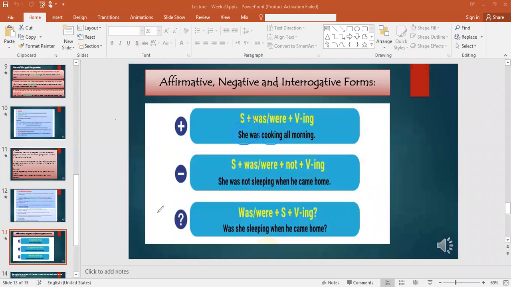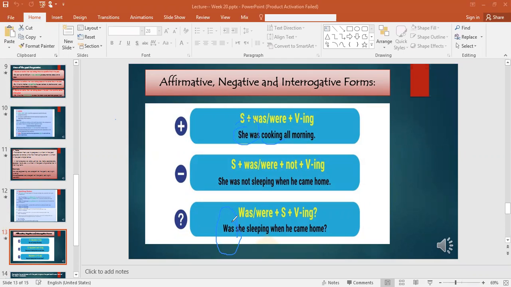Okay, let's look at the question form. What did we start our question with? Was. So we start our question with the helping verb. So we switch here. Was she cooking all morning? Question mark. So we started with the helping verb. Here, the subject is singular.